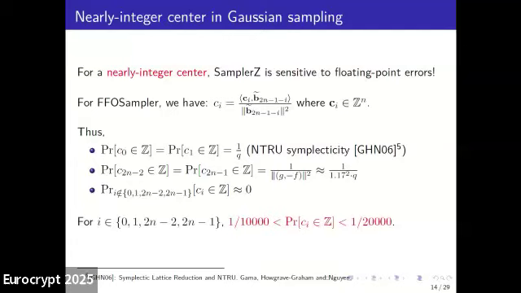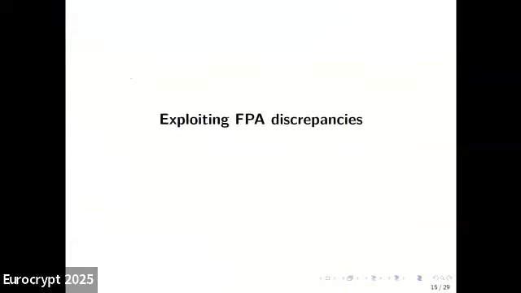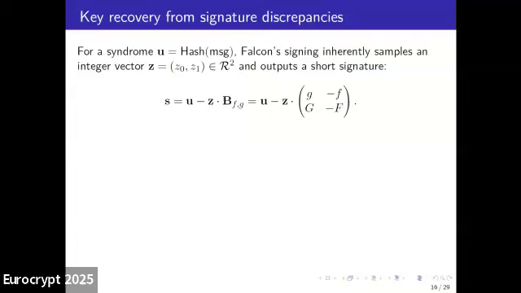So for the last two centers, the probability of them belonging to the integers is between 1 over 10,000 and 1 over 20,000. Next, we show how to exploit the floating point arithmetic discrepancies to perform the key recovery.